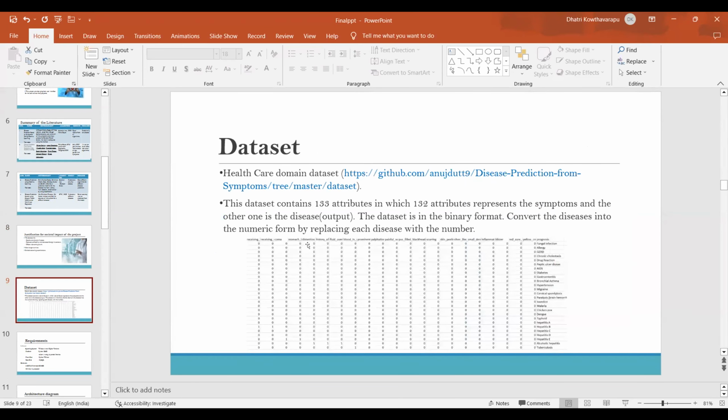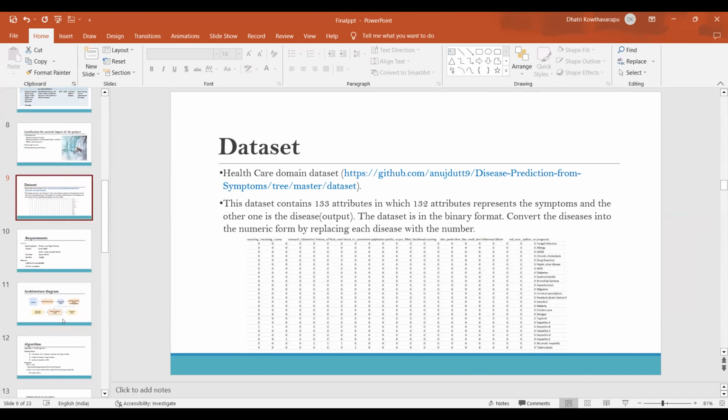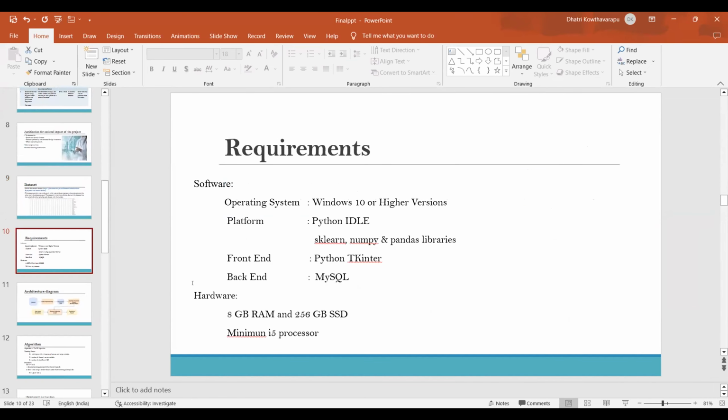The dataset which we have considered was a healthcare domain dataset, which consists of 33 attributes covering 49 diseases. It was in binary format. The basic requirements were Python, NumPy, and Pandas libraries. For the GUI, we have used Tkinter, and for the backend, we have used MySQL.